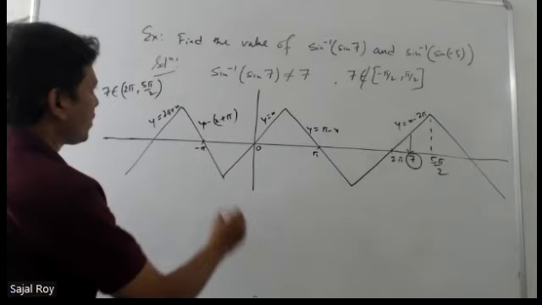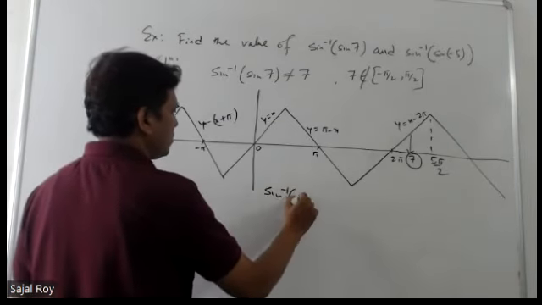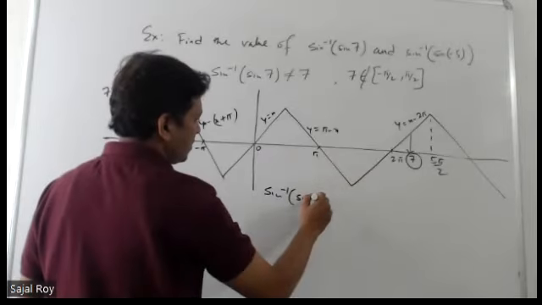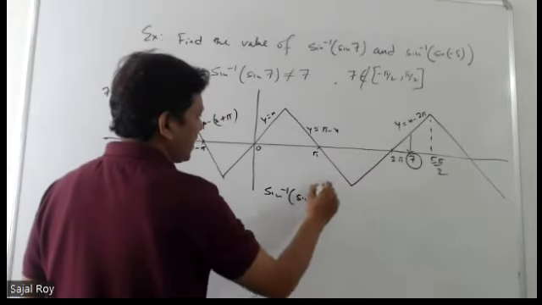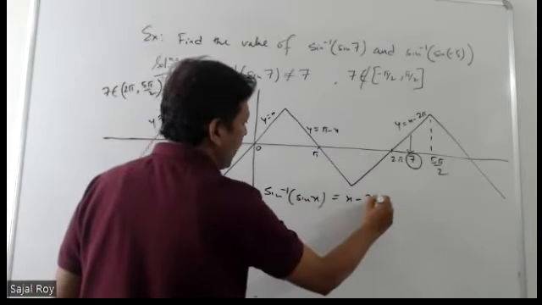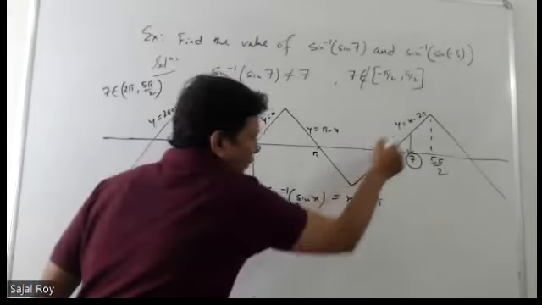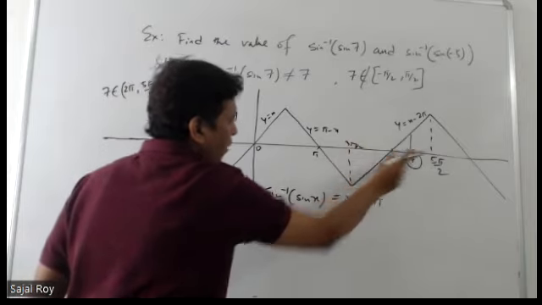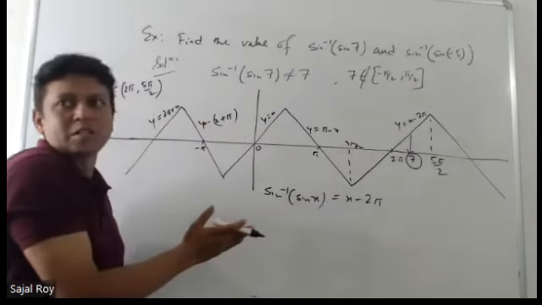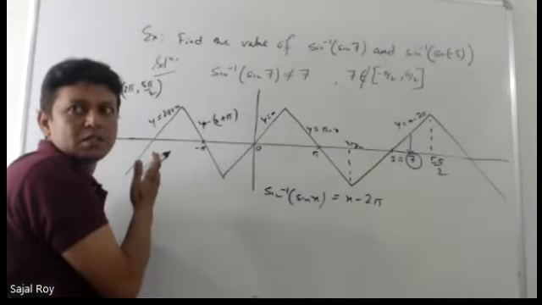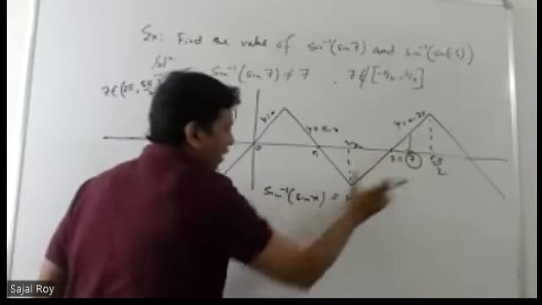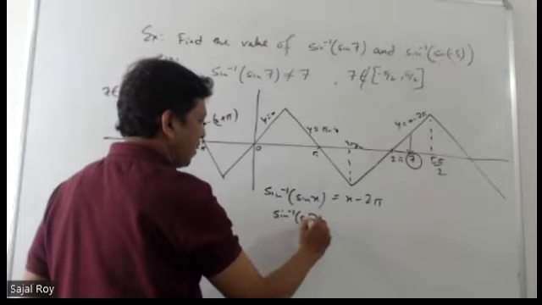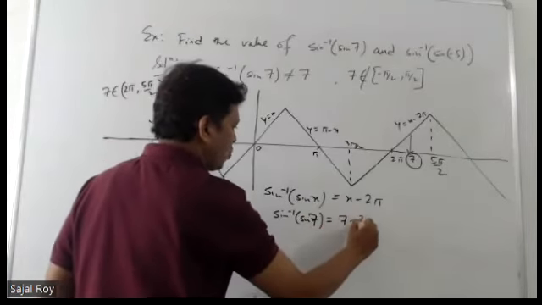So what is sine inverse sine x in this case? It's going to be x minus 2 pi. Look at the graph. If you are between 3 pi by 2 and 5 pi by 2, your relation will be x minus 2 pi. Don't look at others, you have to look at the interval. So this is the graph. Therefore sine inverse sine 7 is equal to 7 minus 2 pi. Am I clear?